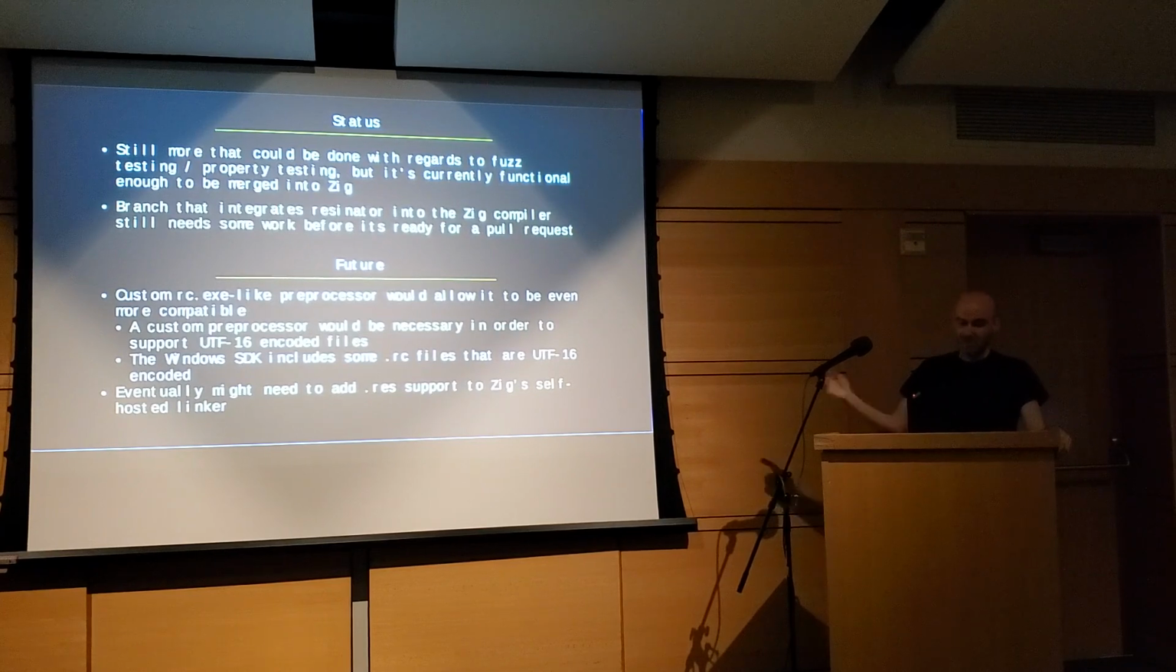And in the future, some stuff that might be necessary is, as I just hinted at, there's a preprocessor involved here. You run it through a C preprocessor. You can include headers and a whole bunch of stuff. It needs to be a decently functional C preprocessor. And the Windows version allows UTF-16 included files, which no other preprocessor really has support for. So a custom preprocessor might be necessary to add in that support.